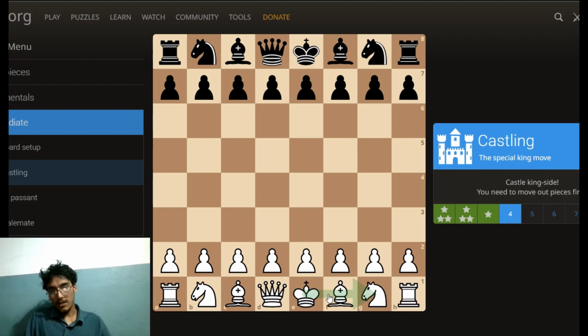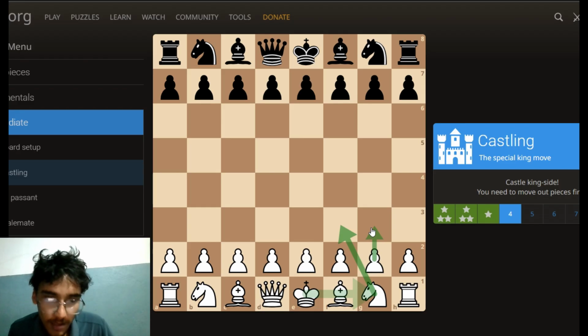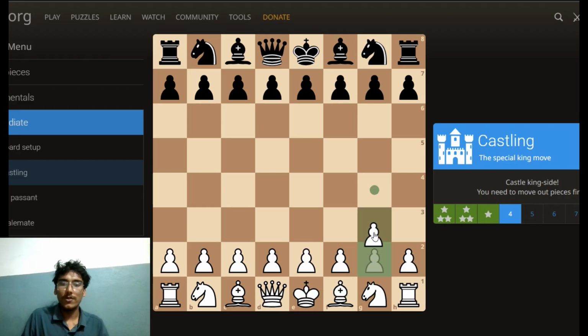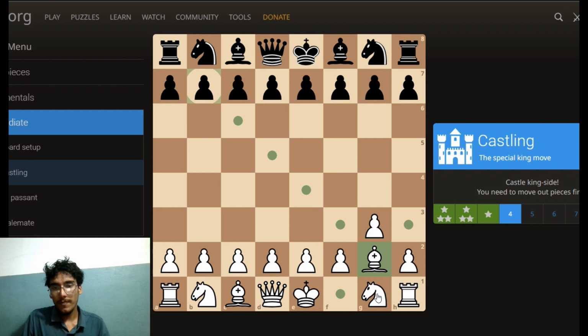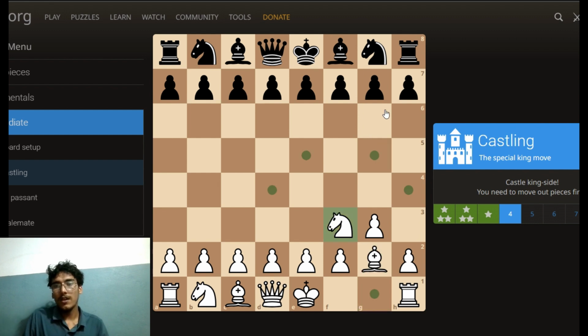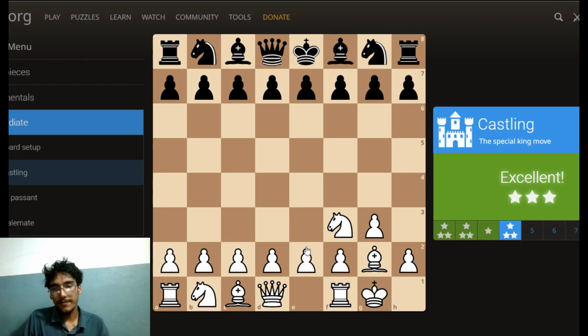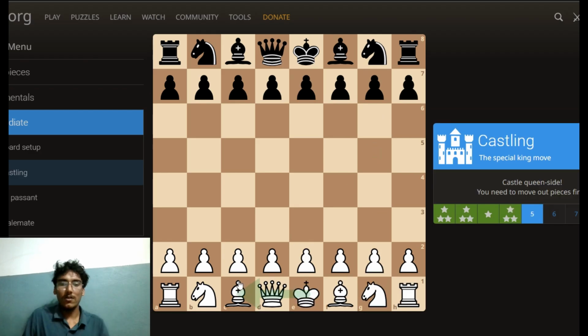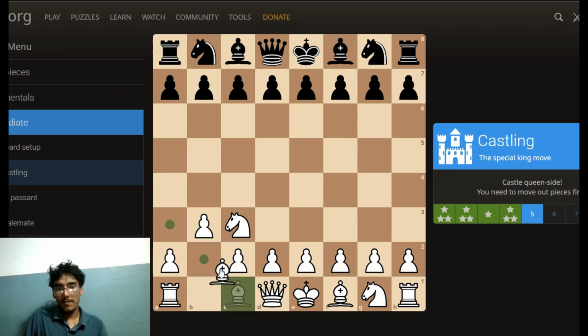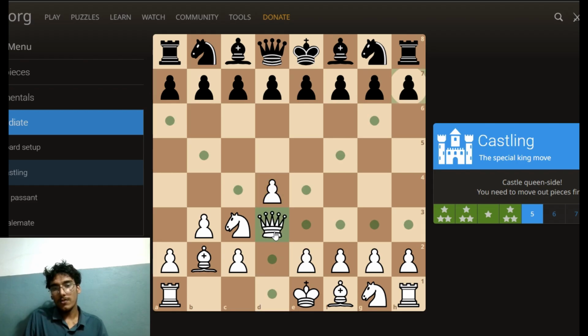Now to castle, here we need to first move these pieces. One of the most basic ways to do this is just move your bishop and knight, and now you can castle easily. So this is the way. Now to long castle, just move your knight, bishop, and queen.